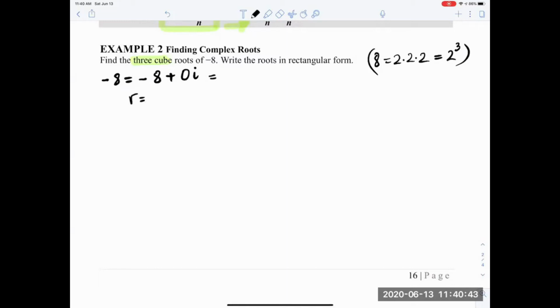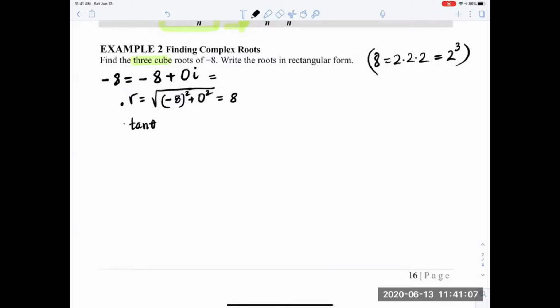r is equal to the square root of a squared, which is negative 8 squared, plus b squared, which is 0 squared. Okay, if you do this math here, you get 8. Because negative 8 raised to the 2nd power is 64 with a positive. The square root of that is 8. Good, now tangent of theta.